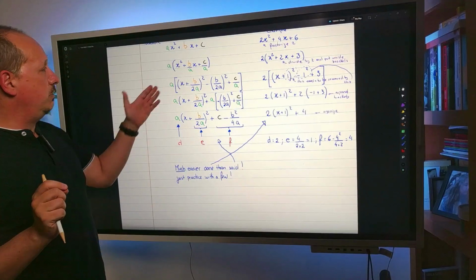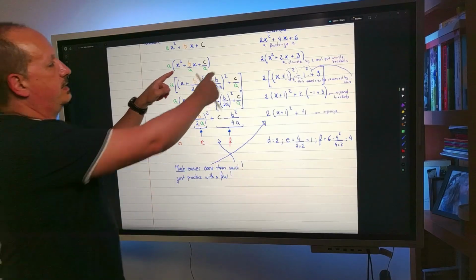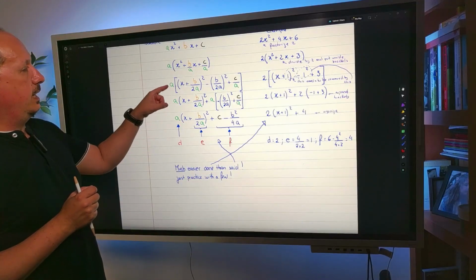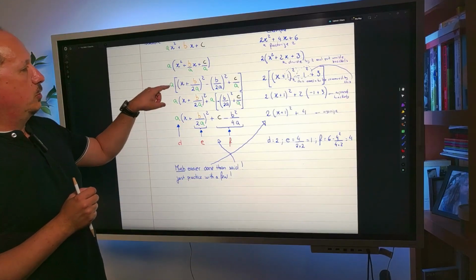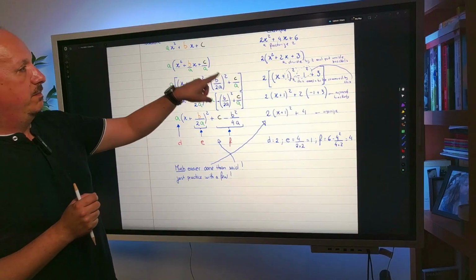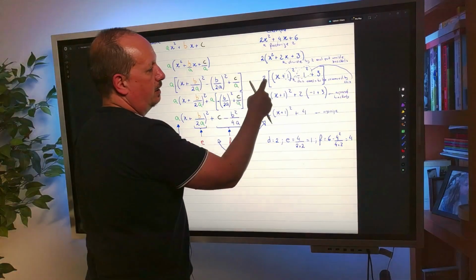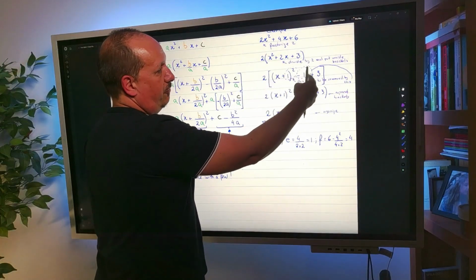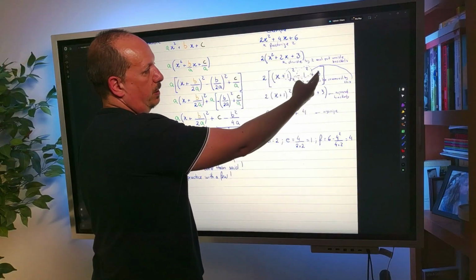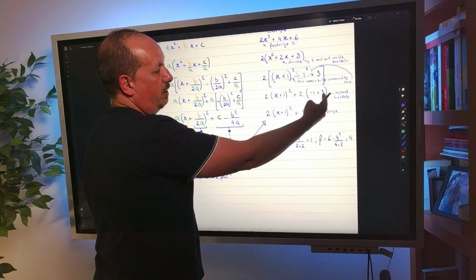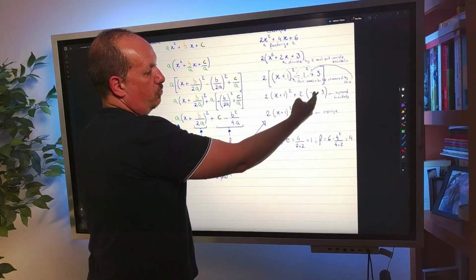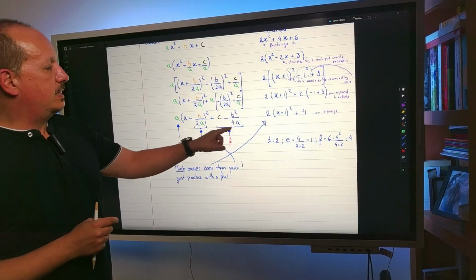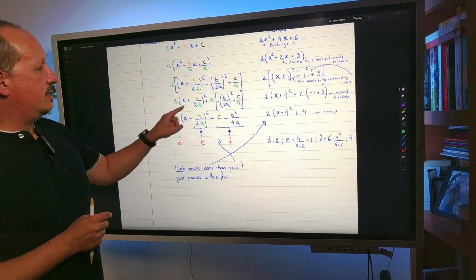All I have to do now is to expand these brackets again. So I'll multiply a by this stuff. I'll multiply a by that stuff. Okay, let's write it over here. I'll multiply 2 by this stuff. I'll multiply 2 by that stuff. And that stuff is what? Is minus 1 plus 3. Okay, which multiplied by 2 is 4. Okay, so basically I end up with this and this.